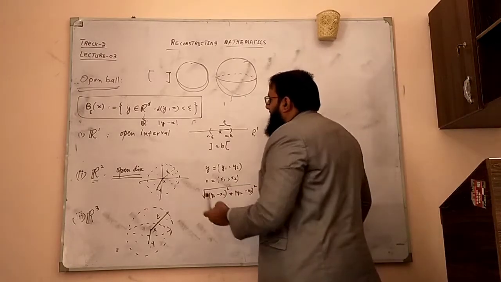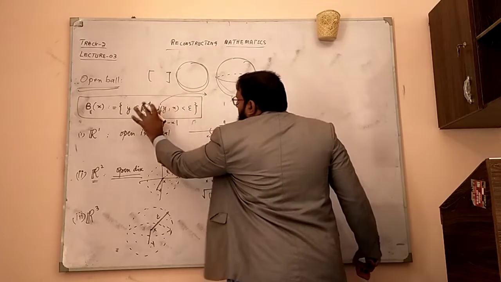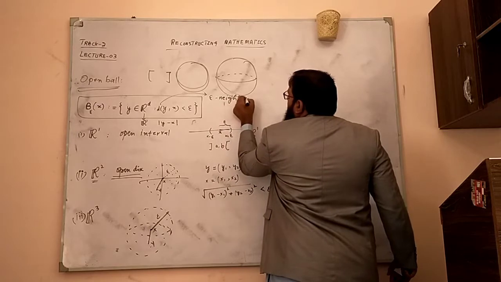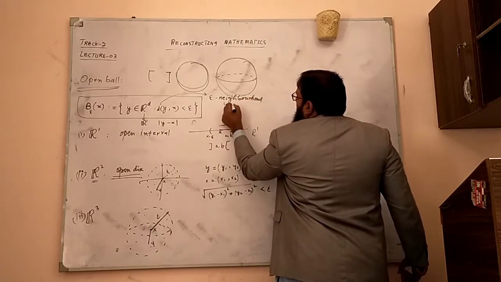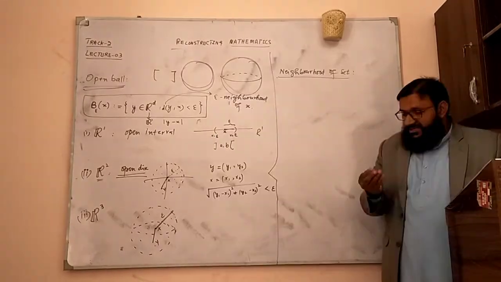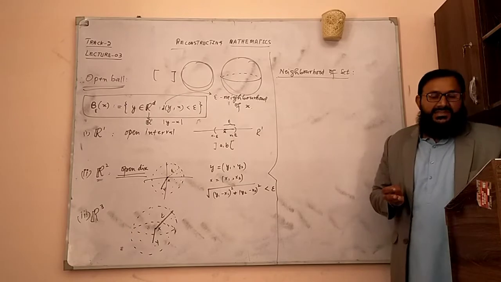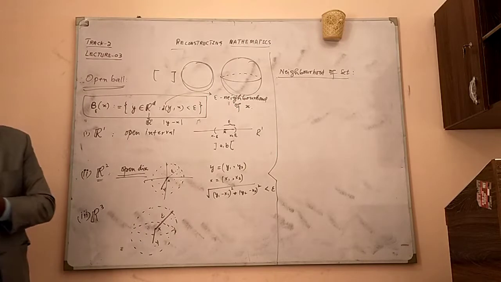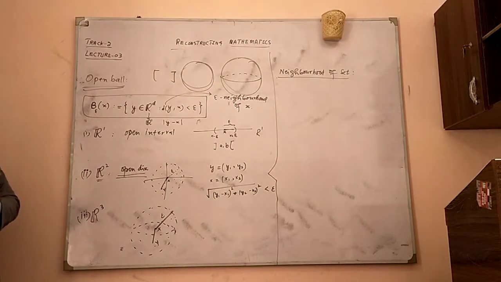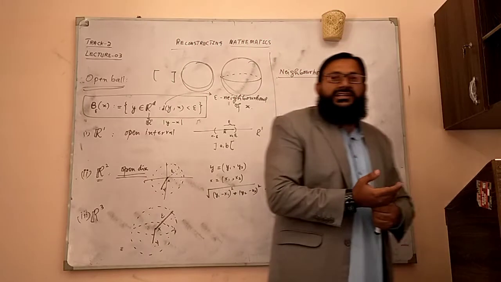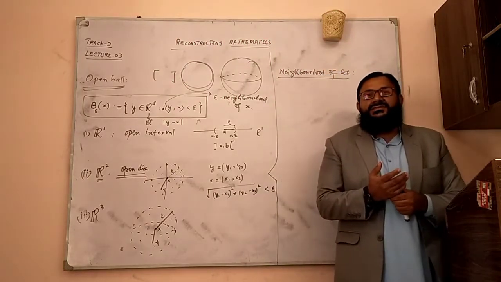This thing, an open ball, is also called epsilon neighborhood. The neighborhood of a circle. I'm not talking about open neighborhood, I'm just talking about neighborhood. This is the notion that we should understand and visualize in reality. I live in this mohalla or colony, this is my neighborhood. How can I call this to be my neighborhood?